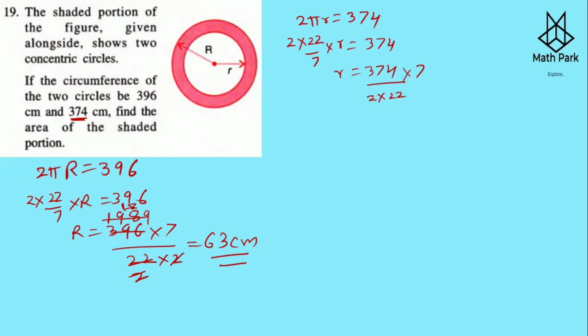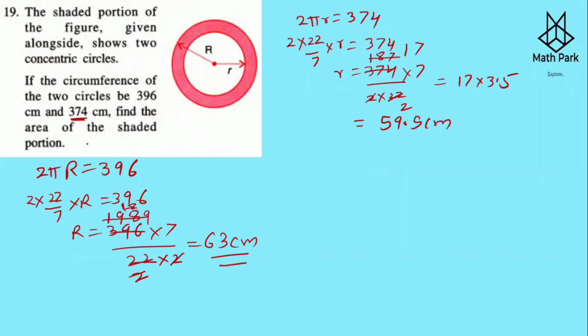Again, let us divide this by 2. So we got 187. Now 187 is divisible by 11. So 11 ones are 11, and 18 minus 11 is 7. 11 sevens are 77, so we get 17 upon 2. So the radius of the circle is 17 times 7 upon 2. We got this radius as 59.5 centimeter.